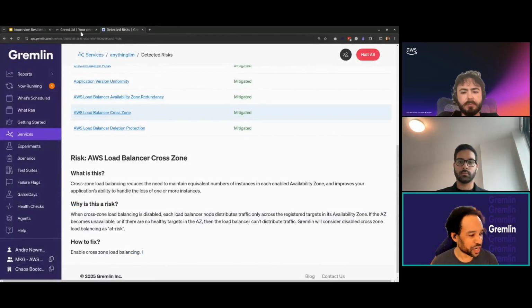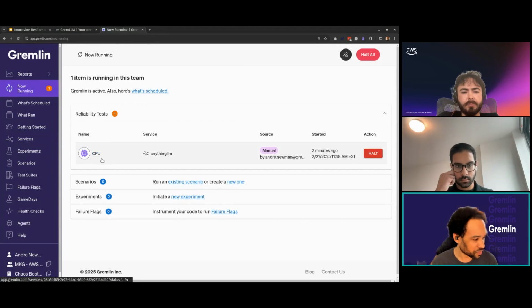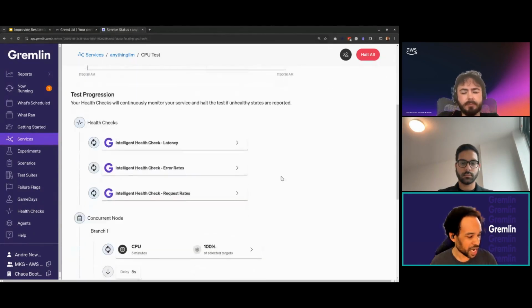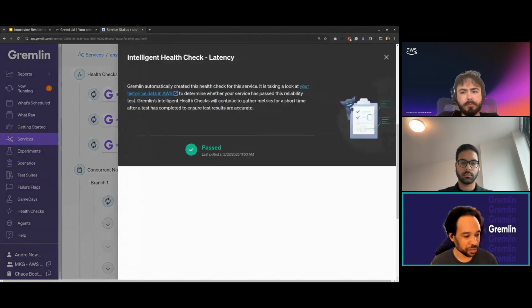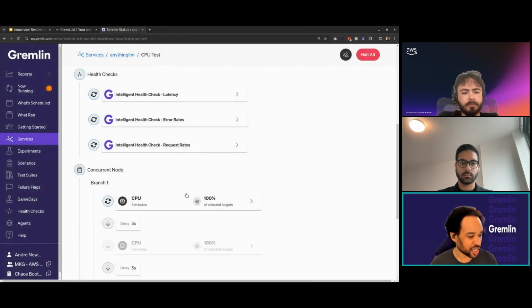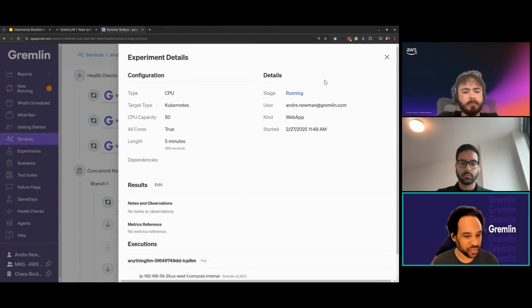All right, so before I jump back, we're just going to take one more look at our test to see how it's doing. And so far, our service is doing pretty good. Our health checks are coming back successful. We haven't had any issues. I can double check on the status of my health check just to make sure that it's passed. And again, monitor the progress of my experiment in these experiment screens.